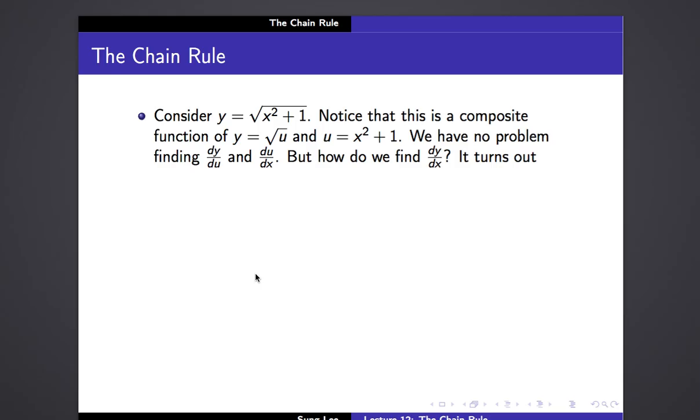Let us first consider the function y equals square root of x squared plus 1. Notice that this is a composite function of two functions that are y equals square root of u and u equals x squared plus 1. So we have no problem finding dy by du and du by dx individually. But how do we find the dy by dx?